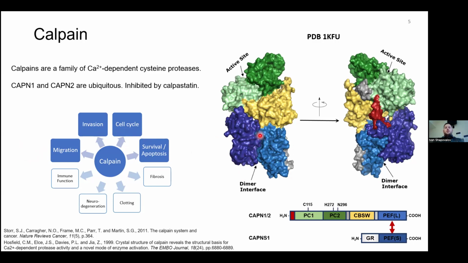It's important to note here that this dimerization is necessary for the activation and for the stability of the large catalytic subunit, meaning that if there is no small regulatory subunit, it will not be active and in fact, it will degrade in the cell.